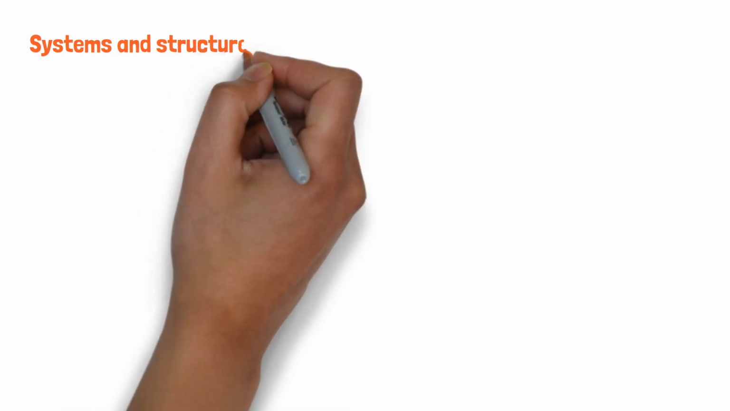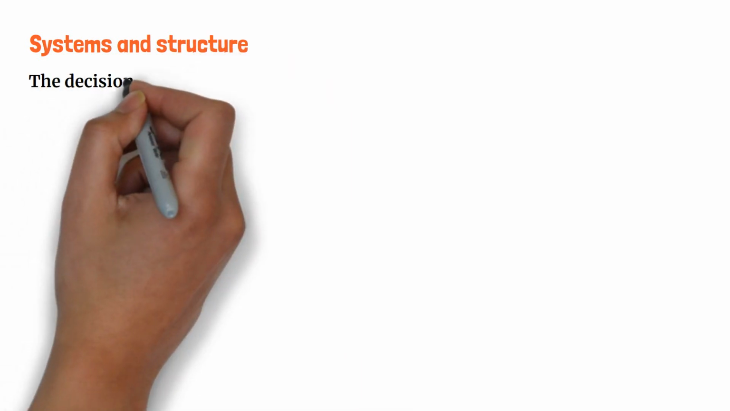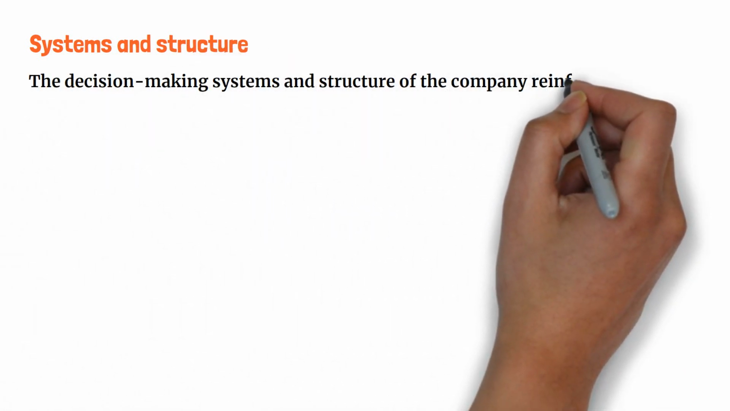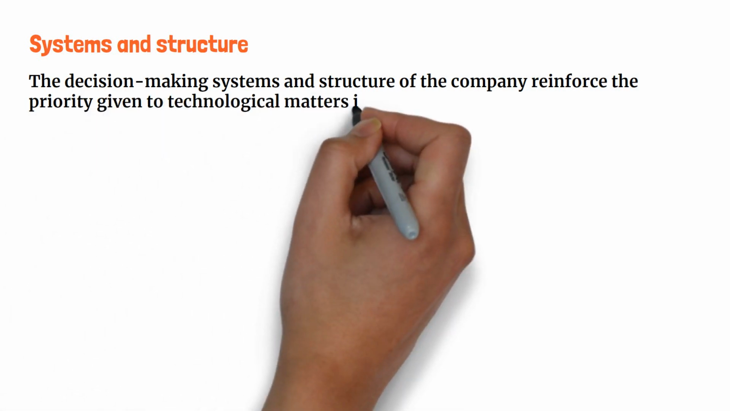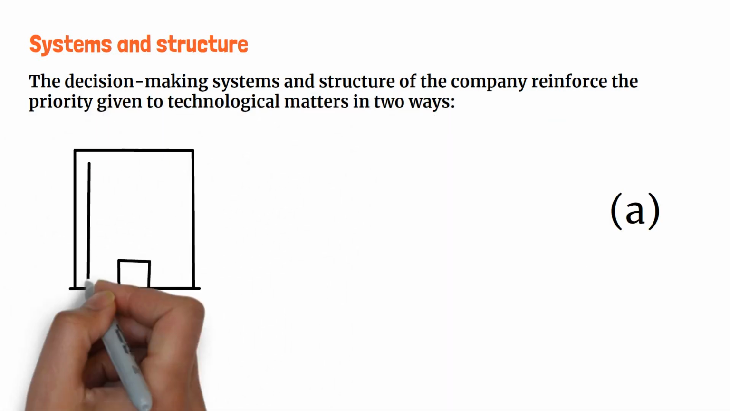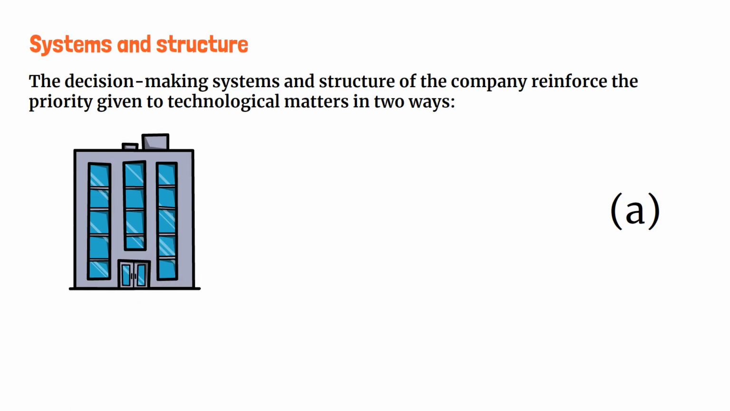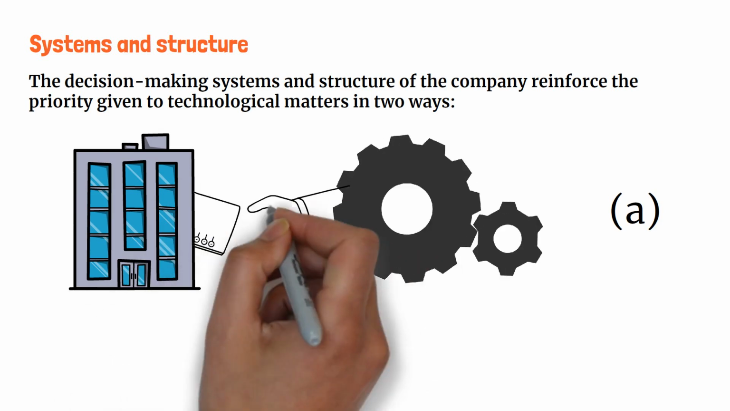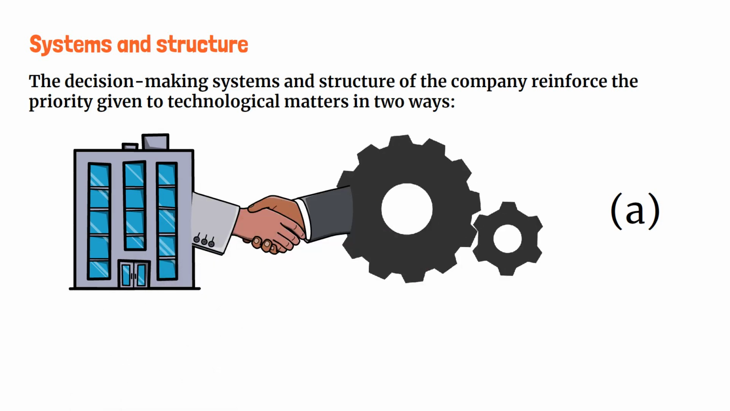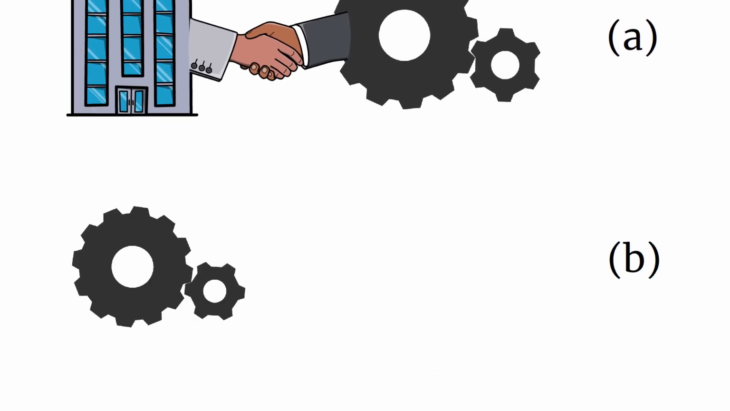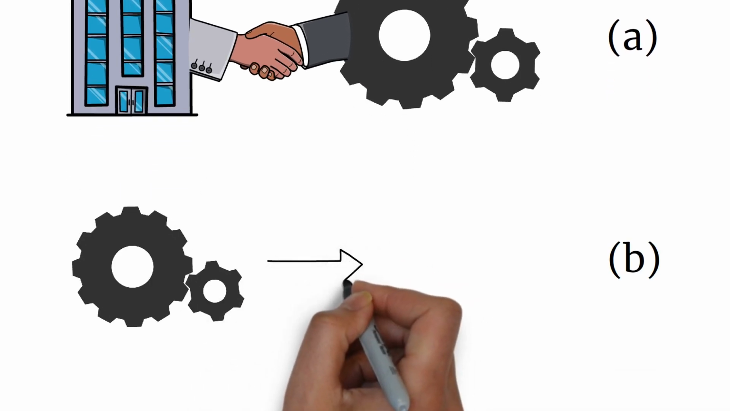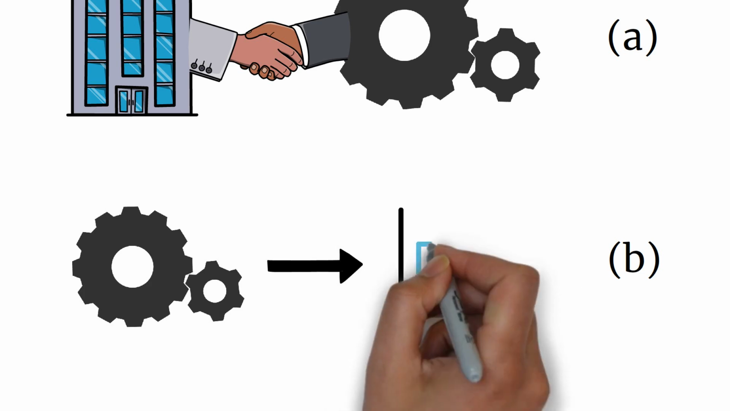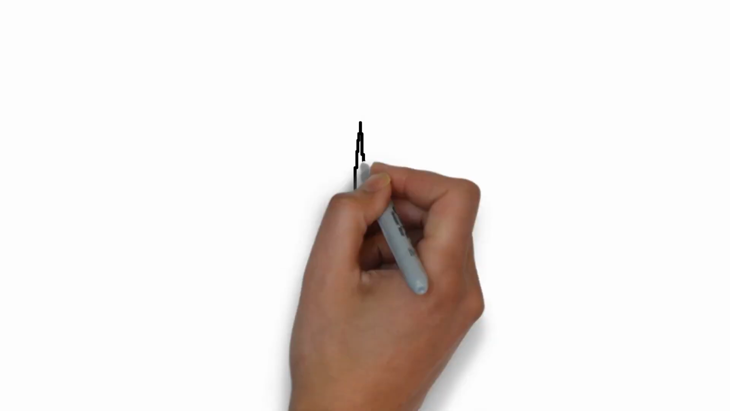Systems and structure: the decision-making systems and structure of the company reinforce the priority given to technological matters in two ways. A. The company's system provides a close connection between business and technological decision-making. B. The systems and structure for decision-making on technological matters are consistent with the company's other systems.